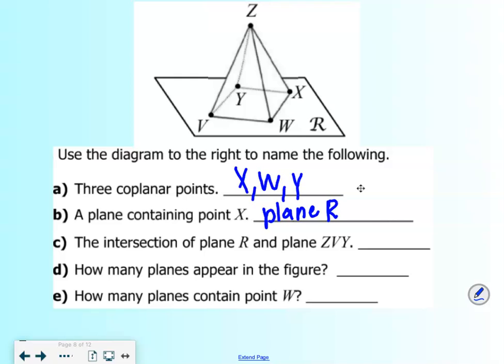Okay, what about the intersection of plane R and plane ZVY? So here's plane ZVY, and then that bottom plane, what do they share? Yeah, this line right here, which is VY. Perfect.